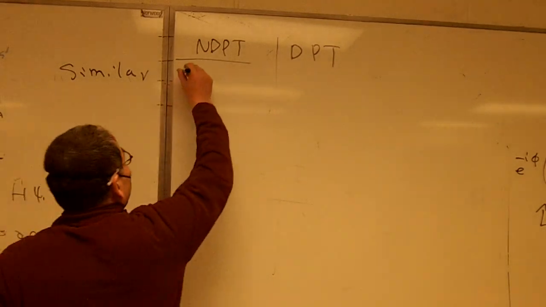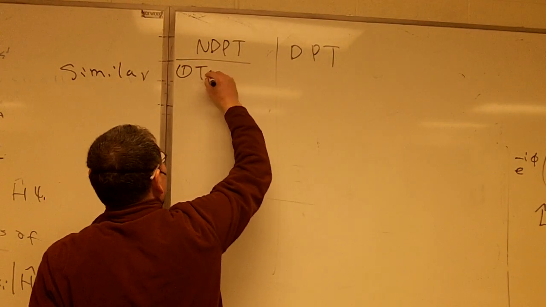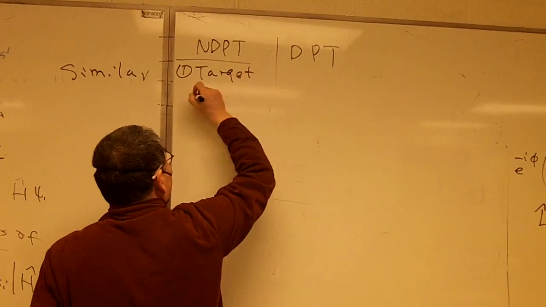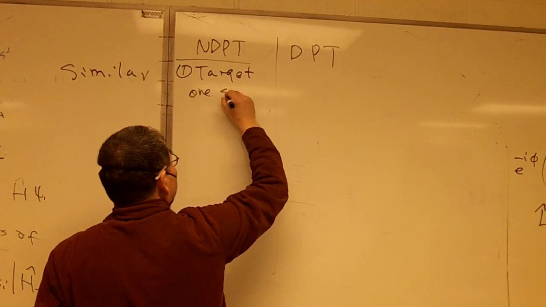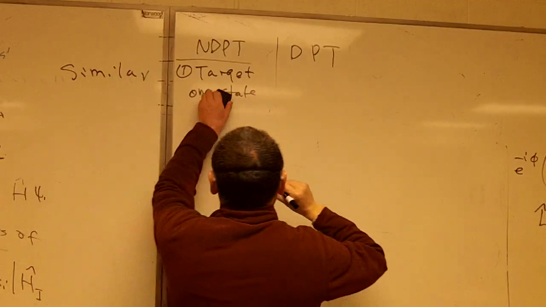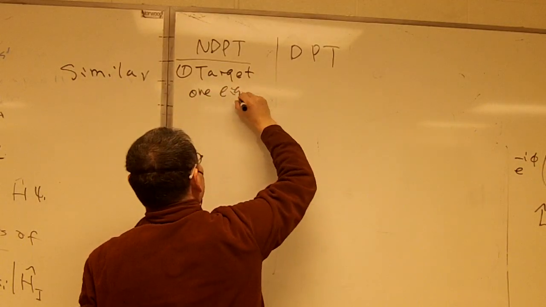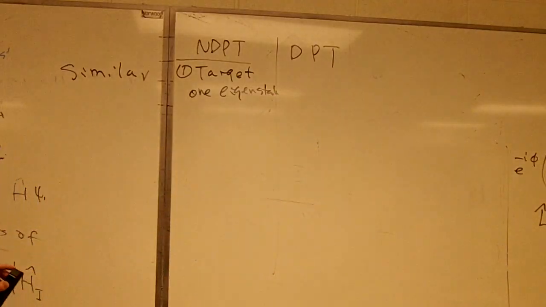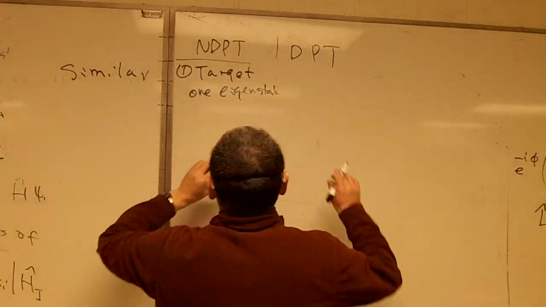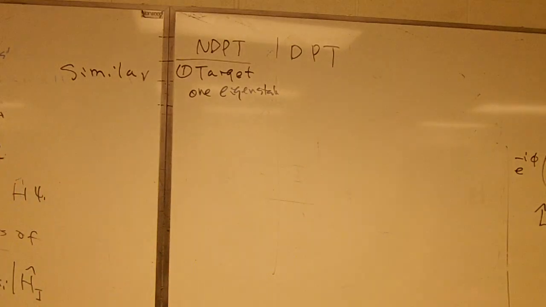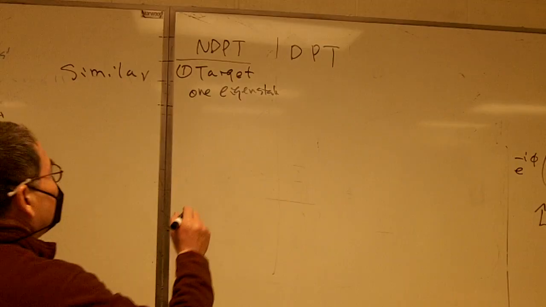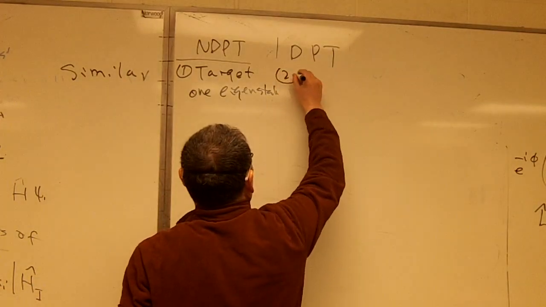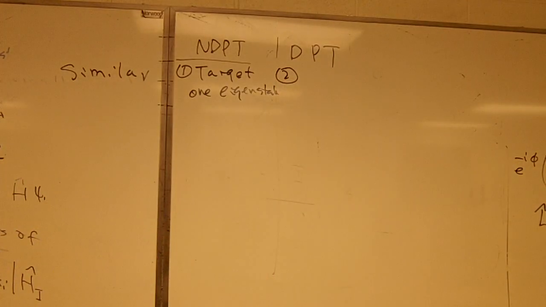They only target one state, one eigenstate. They are the same. In other words, there's no need of separation. They only target a single state. They do not target all of those states that you have. So this is the first state that you have.